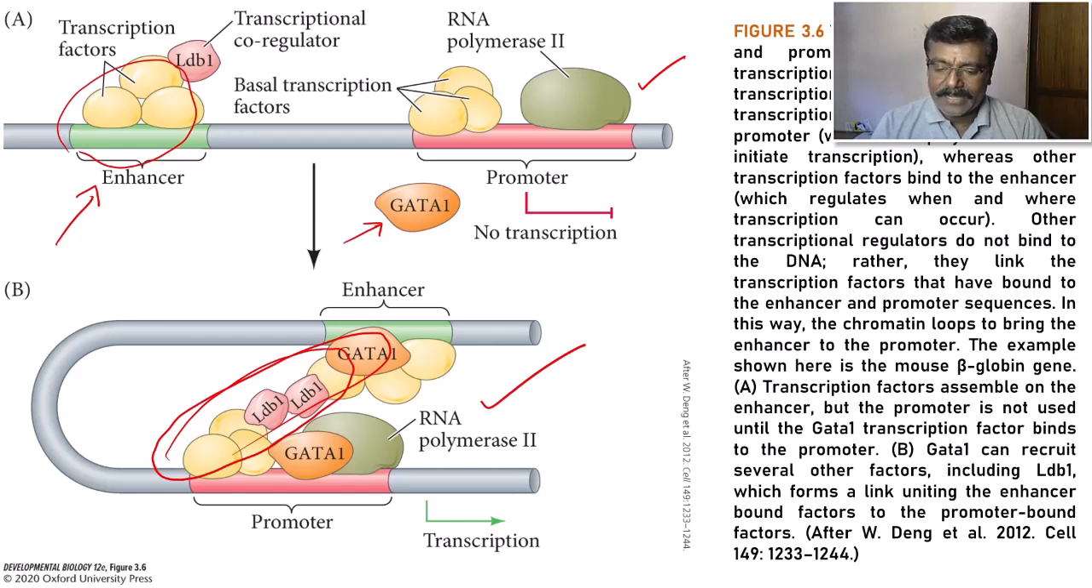Now if transcription factors do not bind at the enhancer, it cannot form a loop. If no DNA loops are formed, what will happen? The RNA polymerase cannot bind with the promoter, so transcription will not occur. So this is the mechanism by which gene expression is regulated by the enhancers.